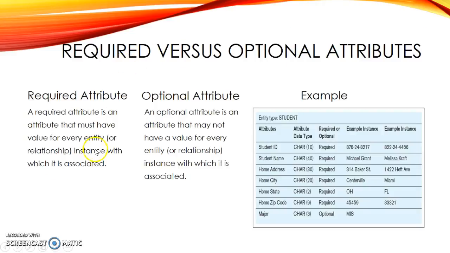A required attribute would be like home address, because each student must live somewhere and must have an address to associate with. Now, an optional attribute would be major, because not every student has decided what major they're going to pursue. Most of them are undecided, and thus it shouldn't be required. It should be just an optional attribute.